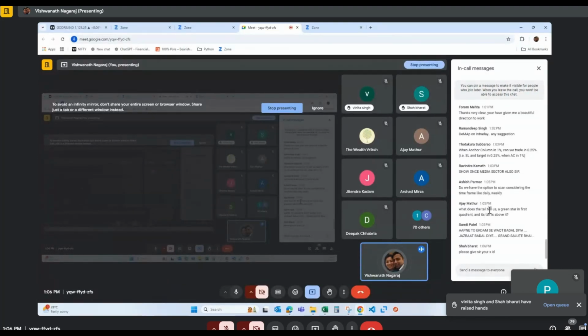What does the tail tell us? A green star in the first quadrant and its tail is above it. It is okay. Ajay, it's a very interesting question. Just think about it. The star is below and the tail is coming downwards, right? But it's still a green star. Now it was rising in momentum and performance. Now it's losing its momentum and performance slowly. It can be a retracement. It can be a stock going from ultra bullish to neutral and then becoming bearish, or it might be a pullback to go back up again. Either way, you need to go back and check your setup and figure out whether to enter or not.